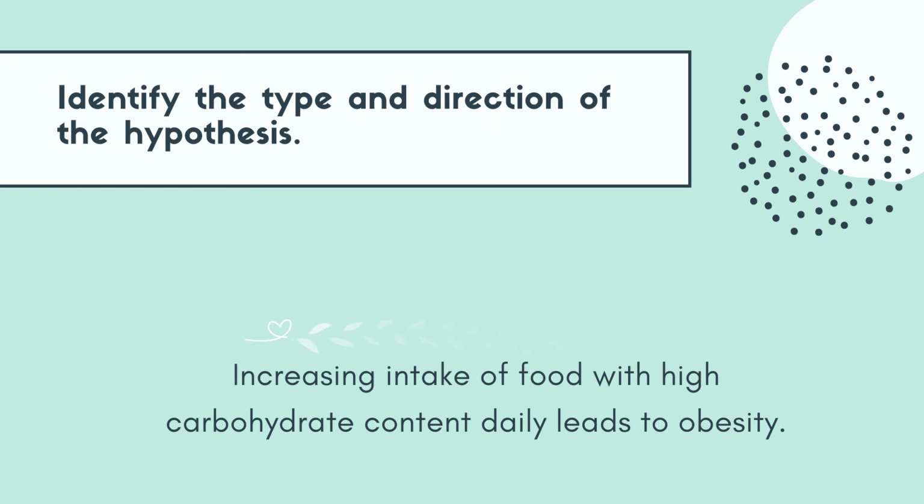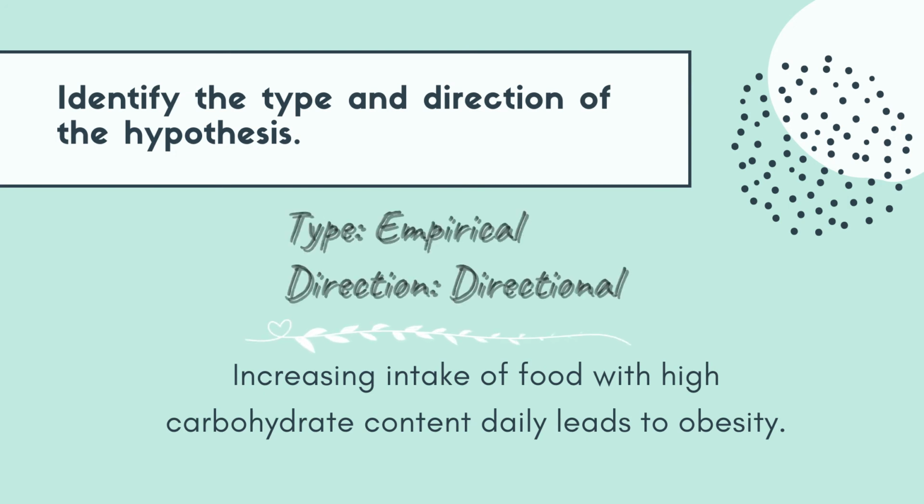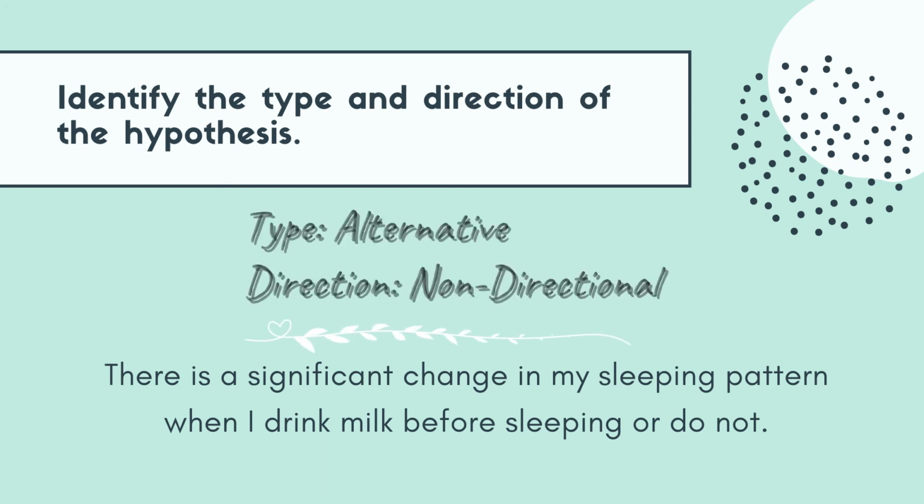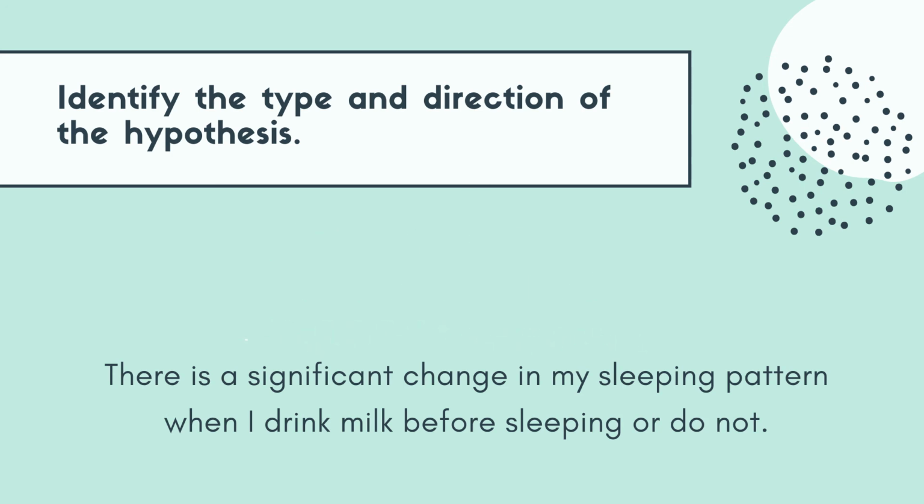Number 2, increase the intake of food with high carbohydrate content daily leads to obesity. Number 2 is an empirical type of hypothesis. Ang direction ay directional din. Number 3, there is a significant change in my sleeping pattern when I drink milk before sleeping or do not. The type of hypothesis is alternative kasi may significant change. However, ang direction niya is non-directional, hindi malinaw kung ano yung significant change na yon.